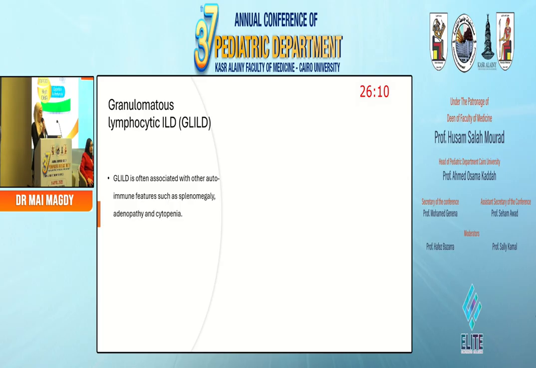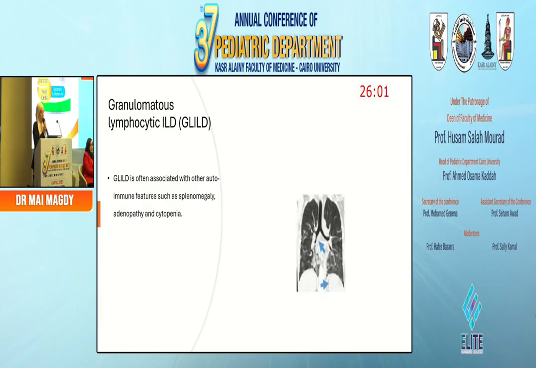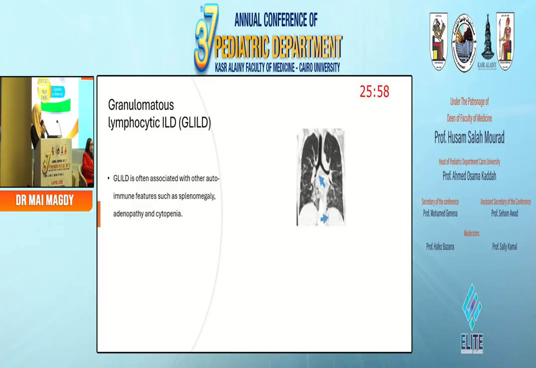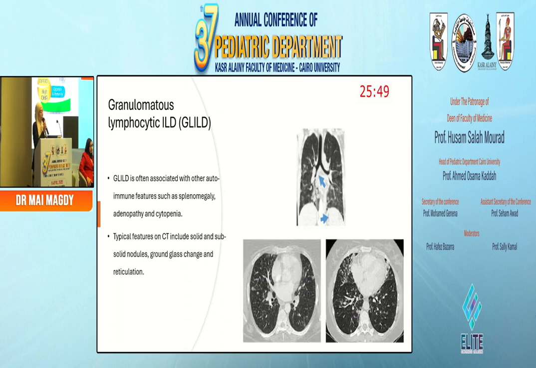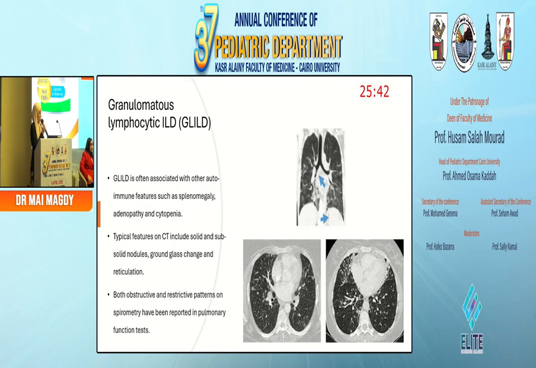The granulomatous ILD is also associated with autoimmune features, which is also important for its definition, such as splenomegaly and cytopenias. As you can see in this cut, there is splenomegaly and lymphadenopathy as well. Typical features on the CT include solid and subsolid nodules, ground glass, and reticulation. In the pulmonary function tests, both obstructive and restrictive patterns were reported.